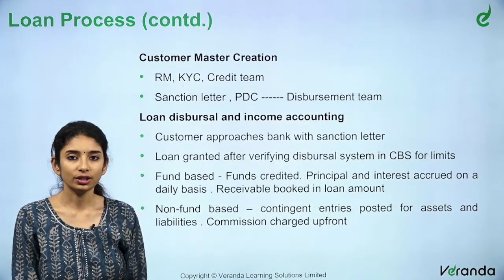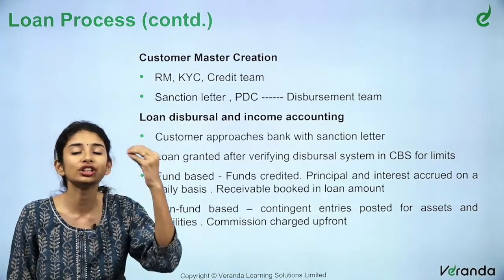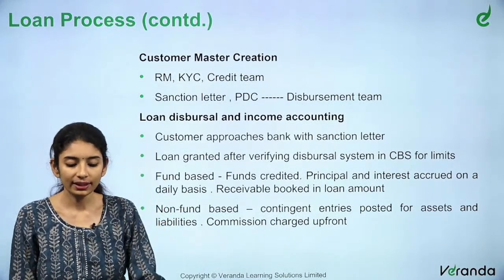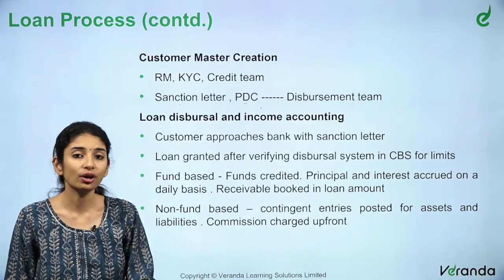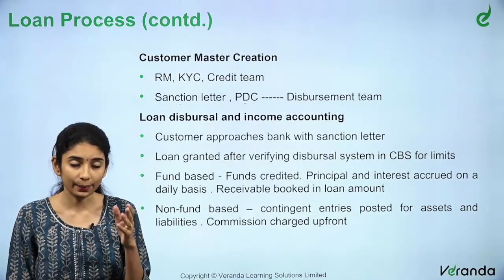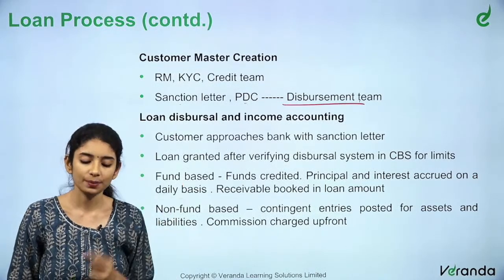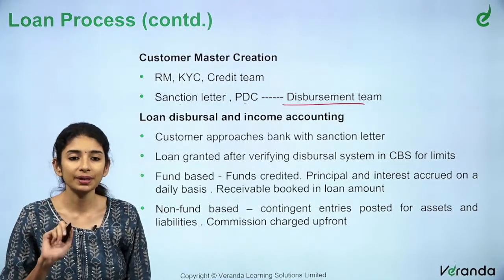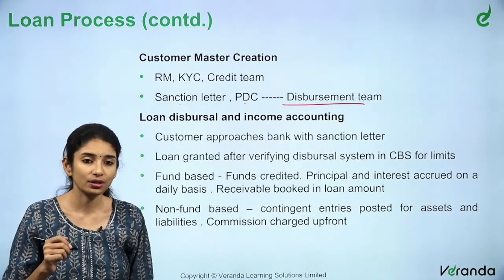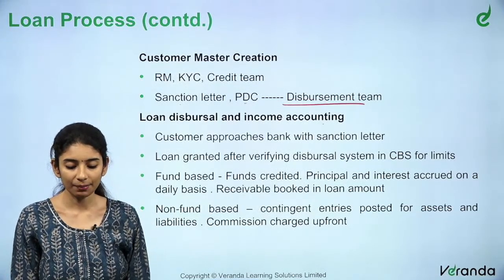Relationship manager, then you submit your KYC document, and it goes to the credit team for verifying your financial and credit worthiness. Then you give the sanction letter and you get your pre-disbursement certificate from the disbursement team. In that pre-disbursement certificate, all the details will be given: what is the limit of your sanction and what are the other details. Clear?